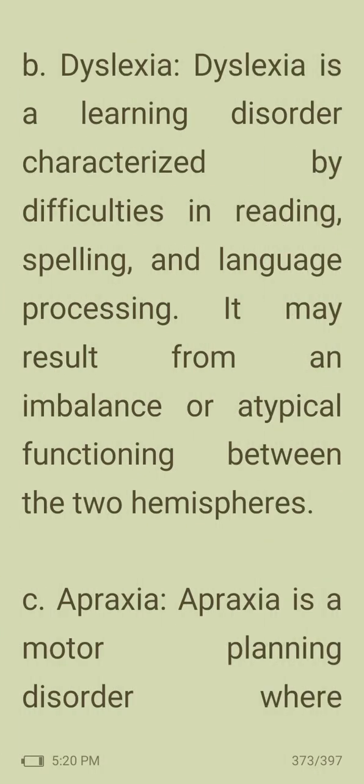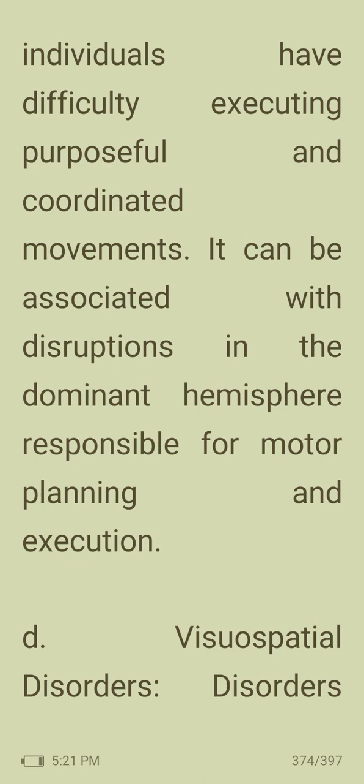Then dyslexia. Dyslexia is a learning disorder characterized by difficulties in reading, spelling, and language processing. It may result from an imbalance or atypical functioning between the two hemispheres. Then apraxia. Apraxia is a motor planning disorder where individuals have difficulty executing purposeful and coordinated movements. It can be associated with lesions in the dominant hemisphere responsible for motor planning and execution.